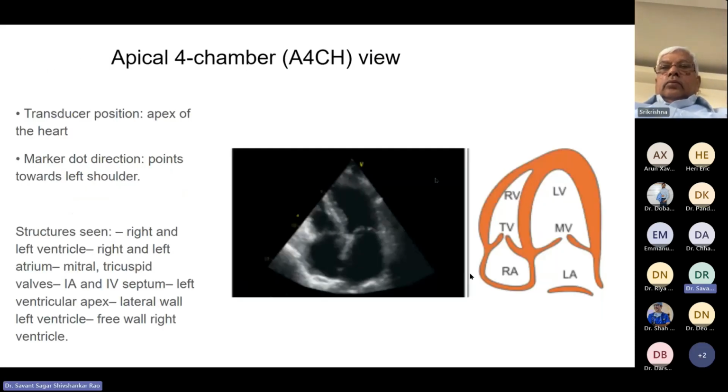So the apical four-chamber view, that is, the transducer position is at the apex of the heart. The marker is directed towards the left shoulder. The structures seen in this image, from the top on the right-hand side, are the left ventricle, then the mitral valve and the left atrium. On the left-hand side are the right atrium, tricuspid valve and the right ventricle.